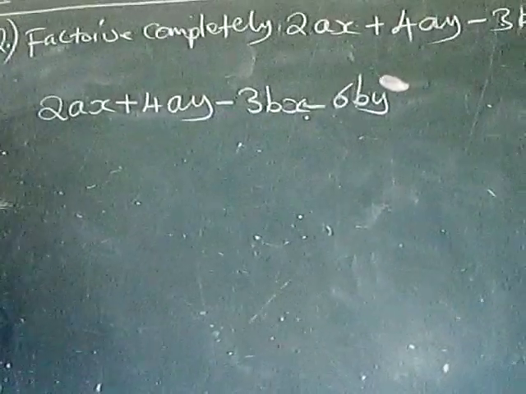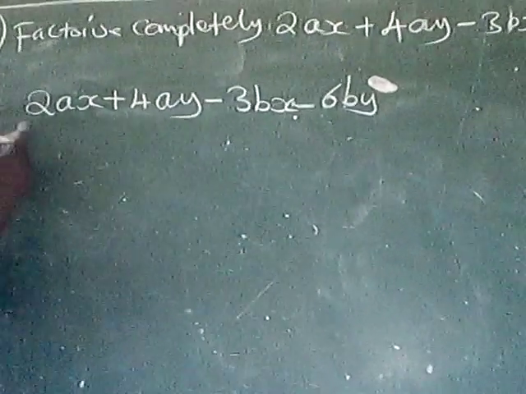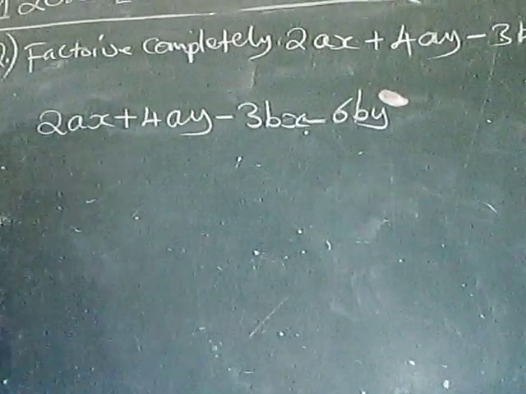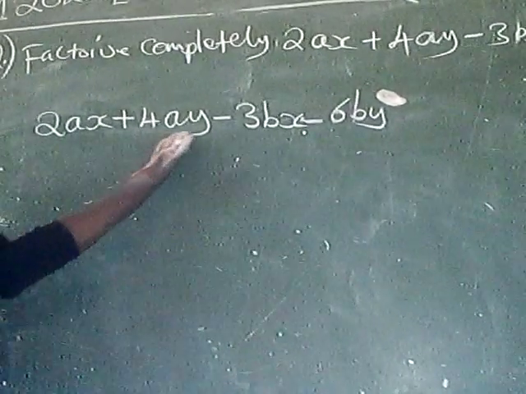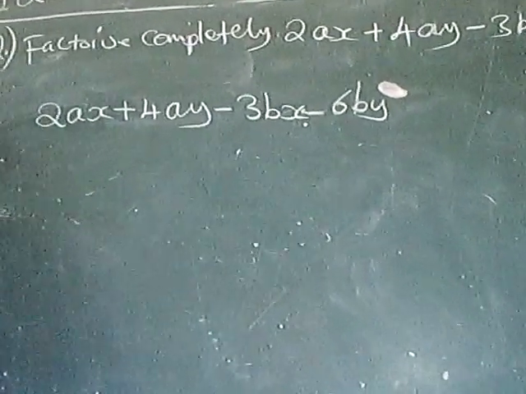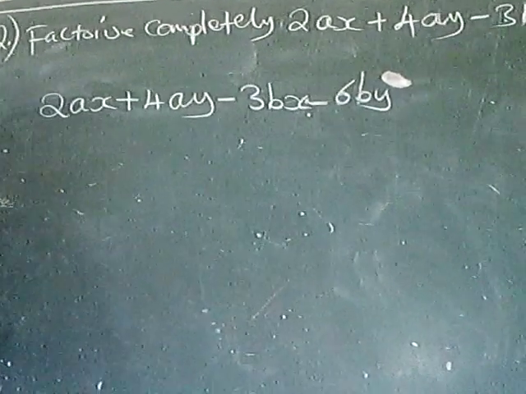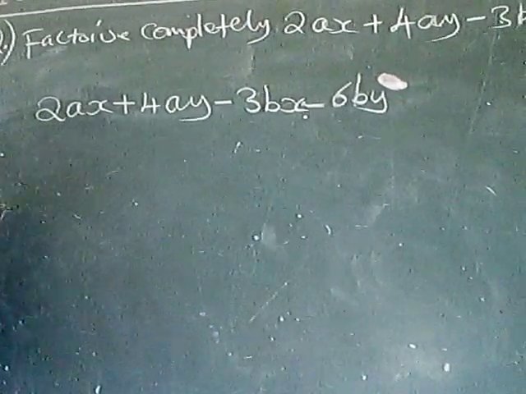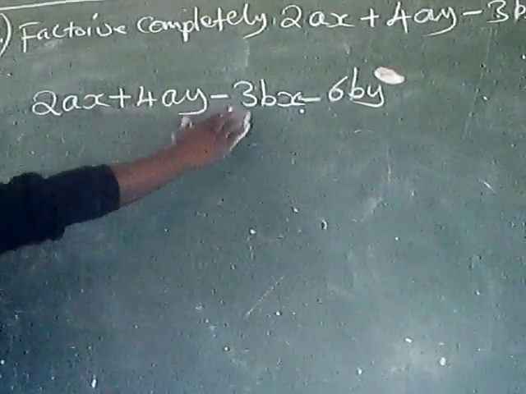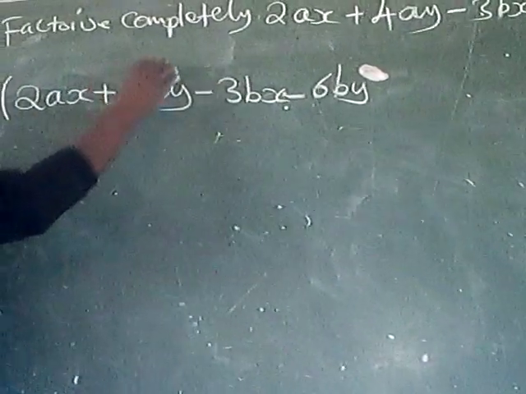We are asked to factorize completely this particular expression. First of all, you check if we have got like terms. In our case, we see no like terms whatsoever here. So then we go straight and try to factorize by grouping. How do we group? We pair them in 2's. Since we have got 4 terms, 2ax plus 4ay minus 3bx minus 6by, we pair them in 2's.